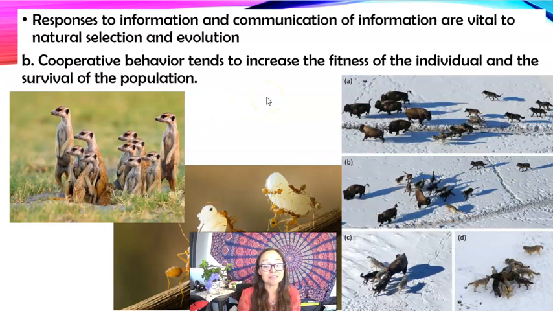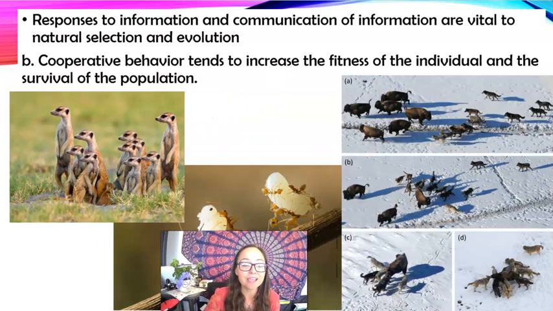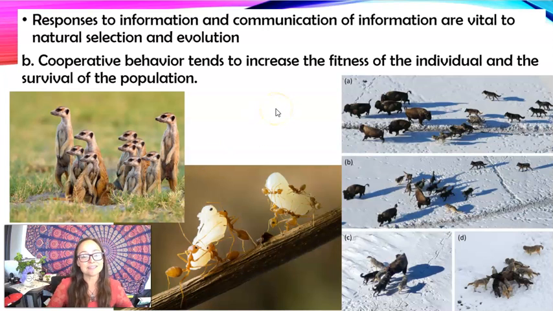Now, we also have something called cooperative behavior, and cooperative behavior tends to increase the fitness of the individual and the survival of the whole species, or the whole population. If you look at the picture on the right, the wolves work together to take down their prey. That cooperative behavior increases their own individual fitness because by working together, they have a source of food. It also helps the survival of the whole population.